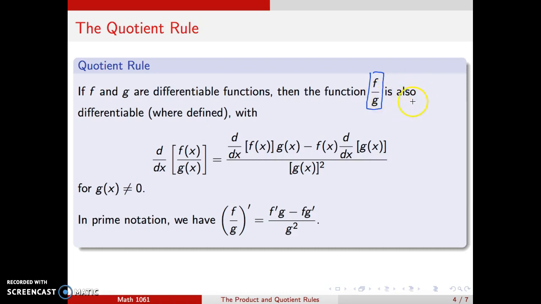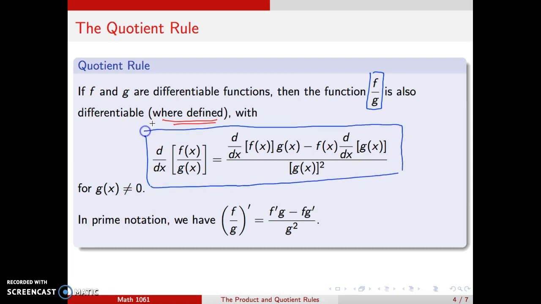So that quotient is going to be differentiable where defined. This is a little wrinkle. We didn't focus on it with the product rule because we do have the problem here where you don't want to have a division by 0. But we'll see that in just a second here.